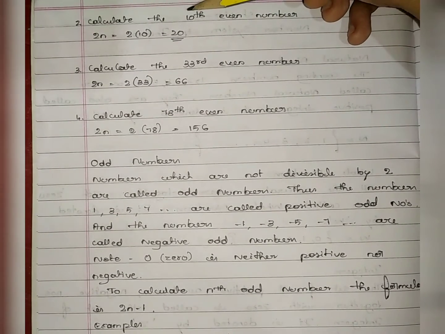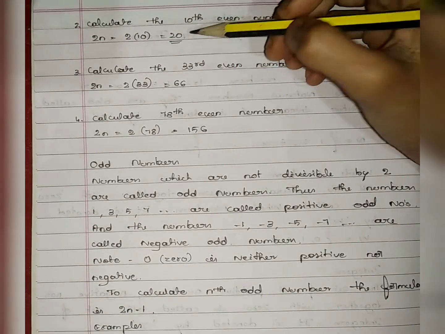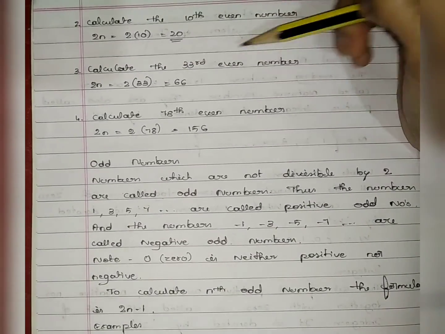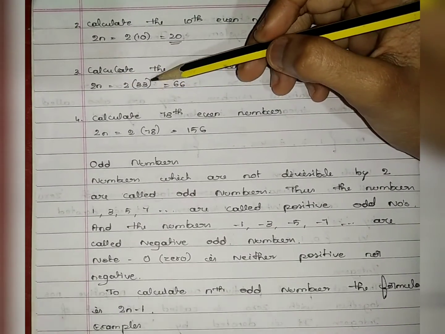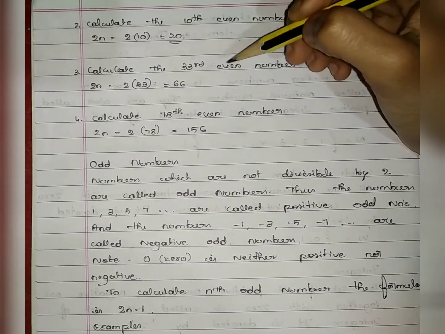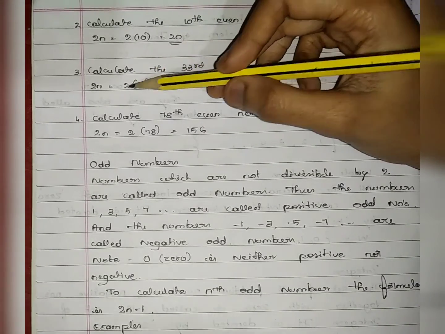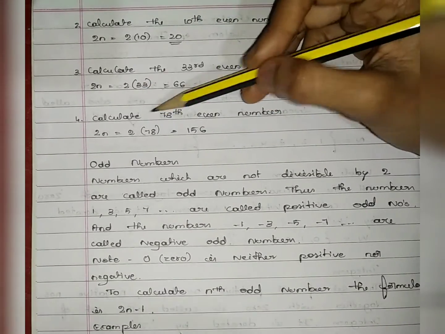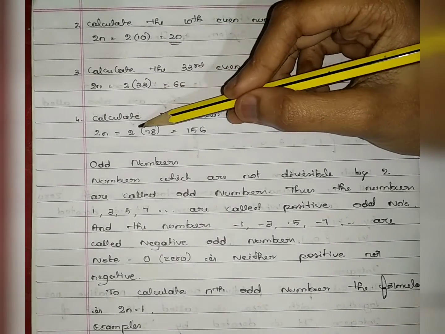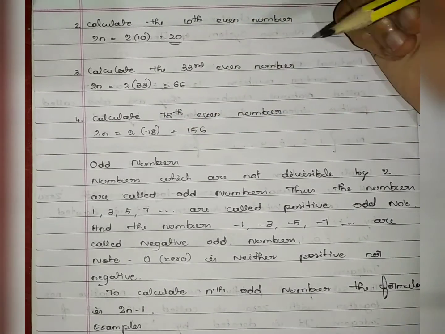Second question, calculate the 10th even number. So 2 into 10, 20. 20 is the 10th even number. Then calculate the 33rd even number. In the place of n we have to place 33. So 2 into 33, the 33rd even number is 66. Calculate the 78th even number. Then 2n is equal to 2 into 78, equal to 156.